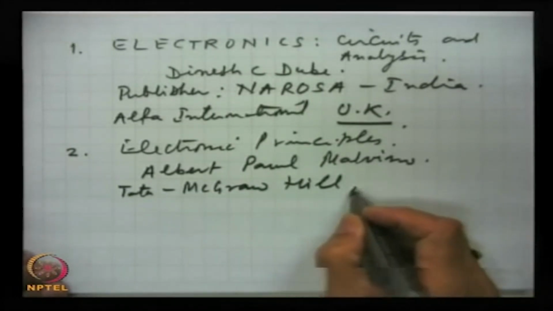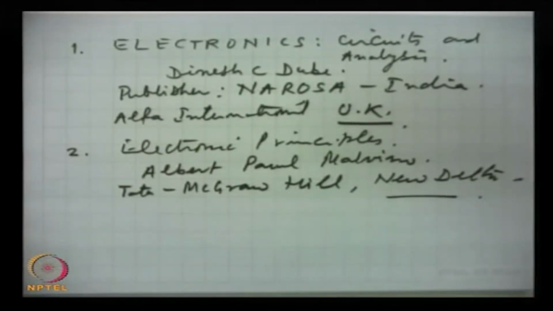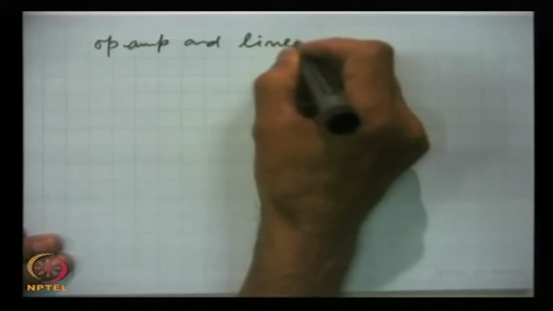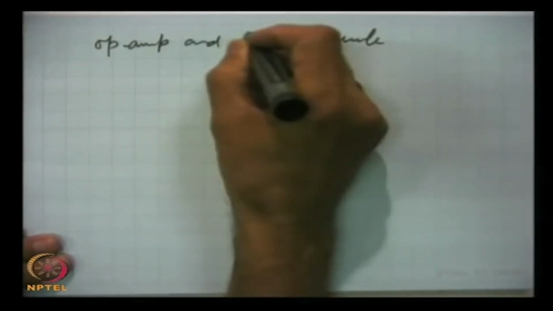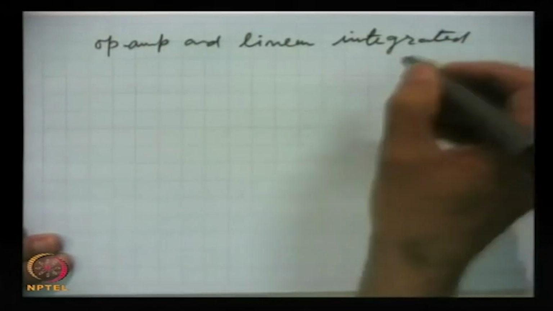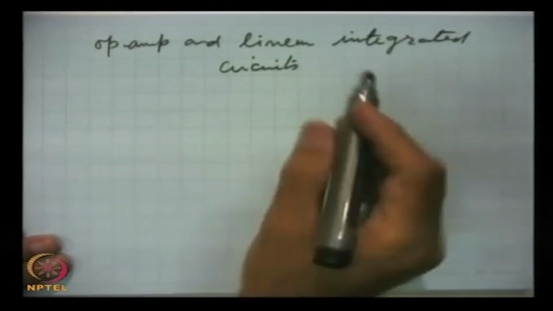Tata McGraw-Hill publication, New Delhi. These two books should be sufficient. For op amps, those who want to go into greater detail, there is a book by Ramakant Gaikwad, Op Amps and Linear Integrated Circuits. This is the title, Op Amps and Linear Integrated Circuits.